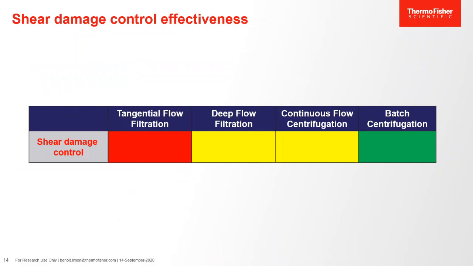Thank you, Benoit. So we'll use this table here to compare the various separation methods and their effectiveness against the various controls we'll be describing today, and I'll be adding to this as we move along in the presentation. So summarizing what Benoit just described, batch centrifugation seems to be the leading choice, whereas tangential flow filtration is the least effective method when it comes to shear damage control.